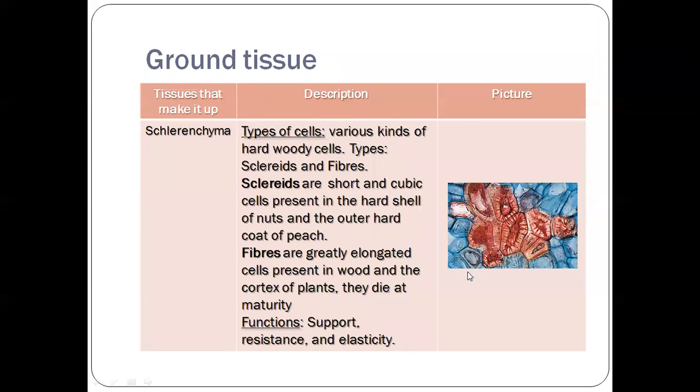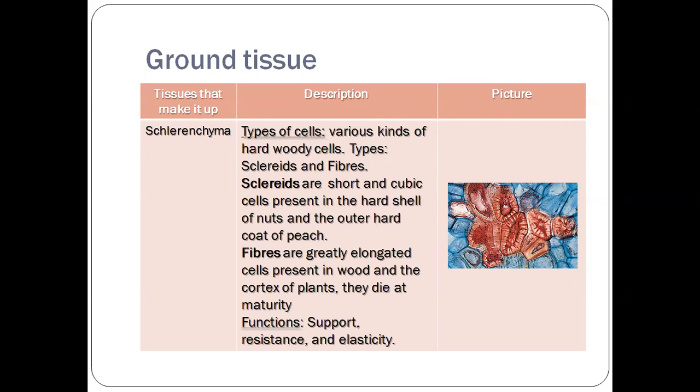Then we have this tissue that is the sclerenchyma. Different types of cells. They look hard, woody cells. Entonces vas a hacer como ya células duras. Si pensamos en hard, ya vamos a pensar hard woody en células como de madera. Tienen sclerids and fibers. The sclerids are shortened cubic cells present in the hard shell of nuts and outer hard coat of peach. Es decir, en las cortezas de las nueces, cortezas de las semillas como del durazno.